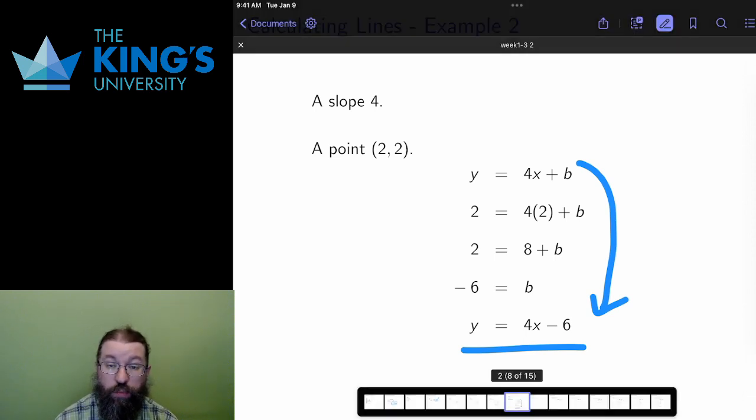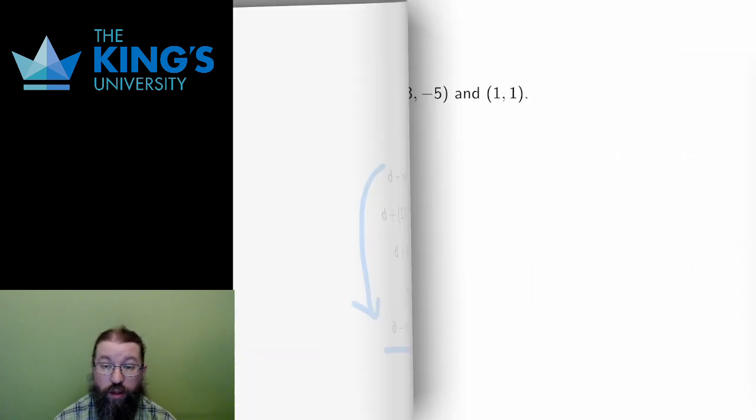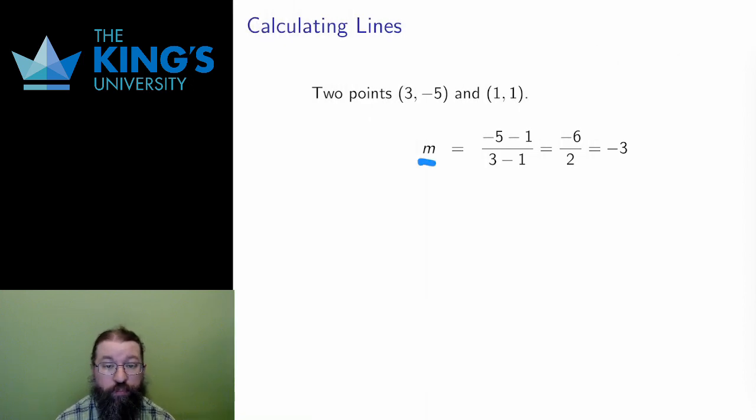Finally, I can start with two points. This is probably the most common starting data for a line. What line goes through these two points? Here, I have neither the slope nor the intercept, so I have to calculate both. I start by calculating the slope. This is defined to be the difference in y-coordinates divided by the difference in x-coordinates, the rise over run. Here, that calculation is -5 minus 1 over 3 minus 1, which is -6 over 2, or -3.